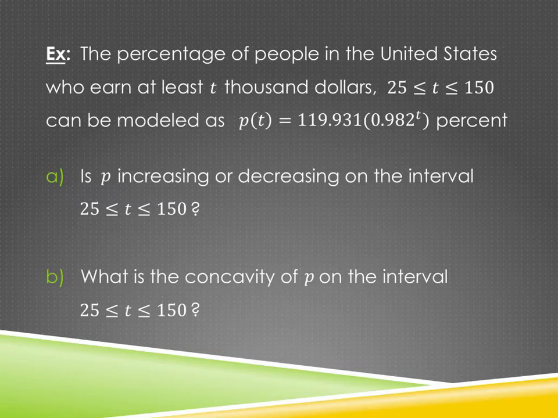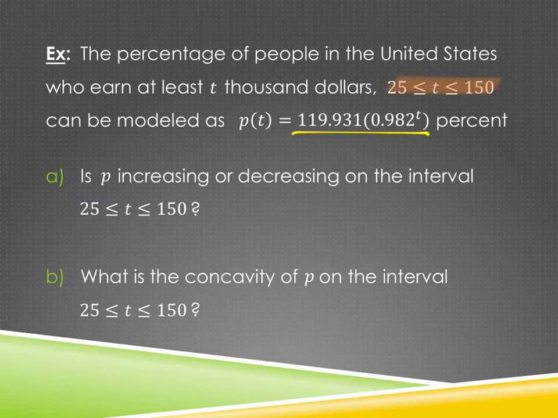So we're going to put this equation in our calculator. Where the t is, it will say x. So you're going to put in 119.931 times 0.982 to the power of x. Not just times x, but you have to use that caret, make it to the power of x. We don't zoom 6 here. And the reason why is because zoom 6, remember, goes from negative 10 to 10. And they're telling us that we're supposed to be going from 25 to 150.